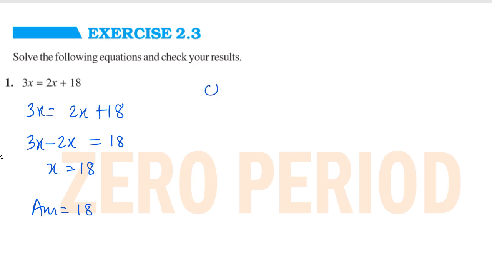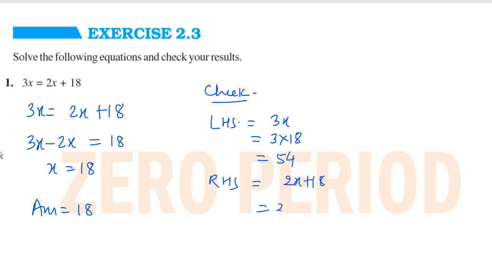Now I am going to check my result. For checking the result, we have to find the value of LHS and RHS separately. LHS is 3x. That means 3 into 18. 3 eights are 54. Then go to the right hand side. Right hand side is 2x plus 18. So 2 into 18 plus 18. That will be 36 plus 18. And it becomes 54. So you can conclude that LHS is equal to RHS. So your answer is correct. Let us move to the next question.